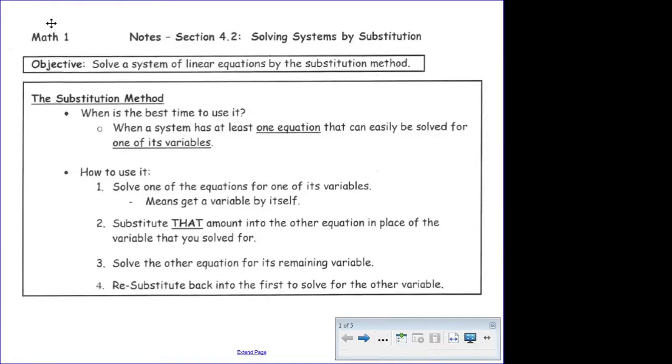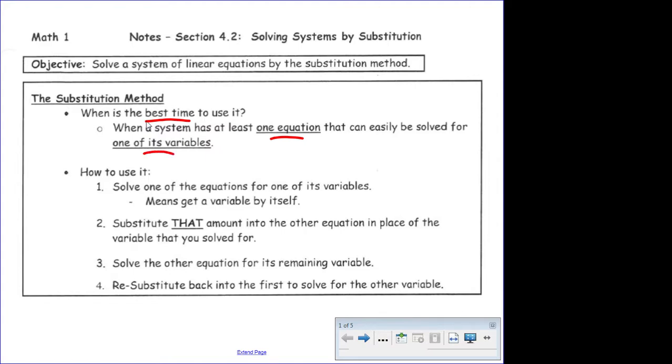So today, the second method of solving a system of equations, the substitution method. This is all algebra. If you are good at solving equations, this is for you. If you are not good at solving equations, you will hate this. The best time to use this method is when a system has at least one equation that can easily be solved for one of its variables.